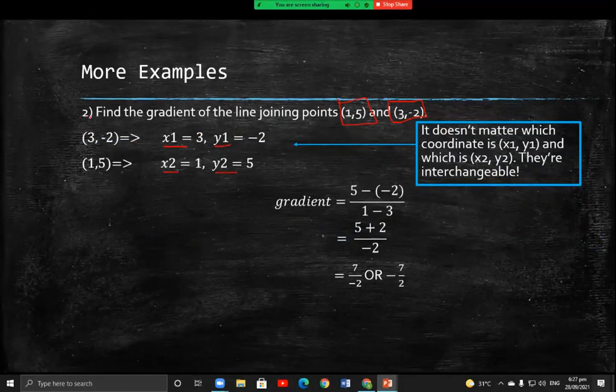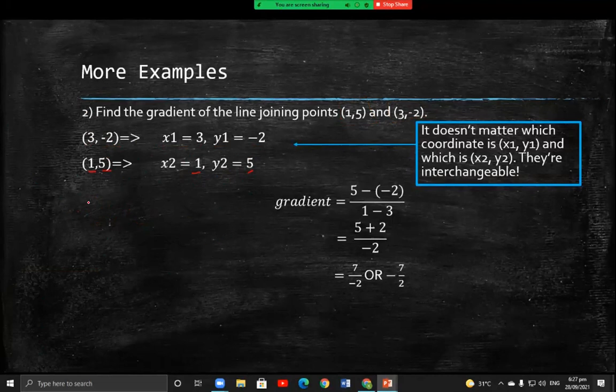So let me just go through this one. I said (3, -2) is my x1 and my y1. So x1 is 3, because remember the form for any coordinate is the x value, then the y value. So that's why I said x1 is 3 and y1 is -2. And in this case, x2 is 1 and y2 is 5.